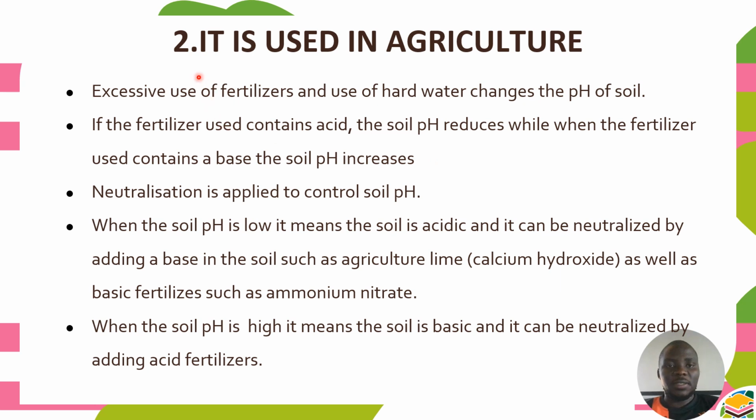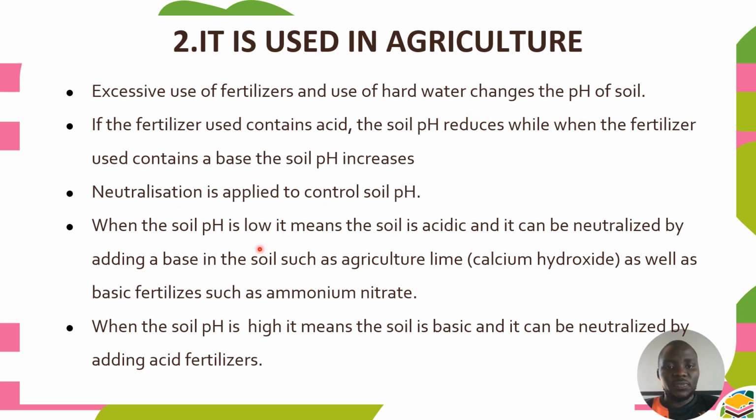The second one is that it is used in agriculture. Remember, in agriculture, we use fertilizers. The fertilizer that we use can be either acidic or basic. So it can tamper with the pH of the soil, which can affect the growth of some of the crops in the field. So for you to neutralize it, if excessive use of fertilizer is made, as well as hard water, which changes the pH of the soil, you can neutralize it.